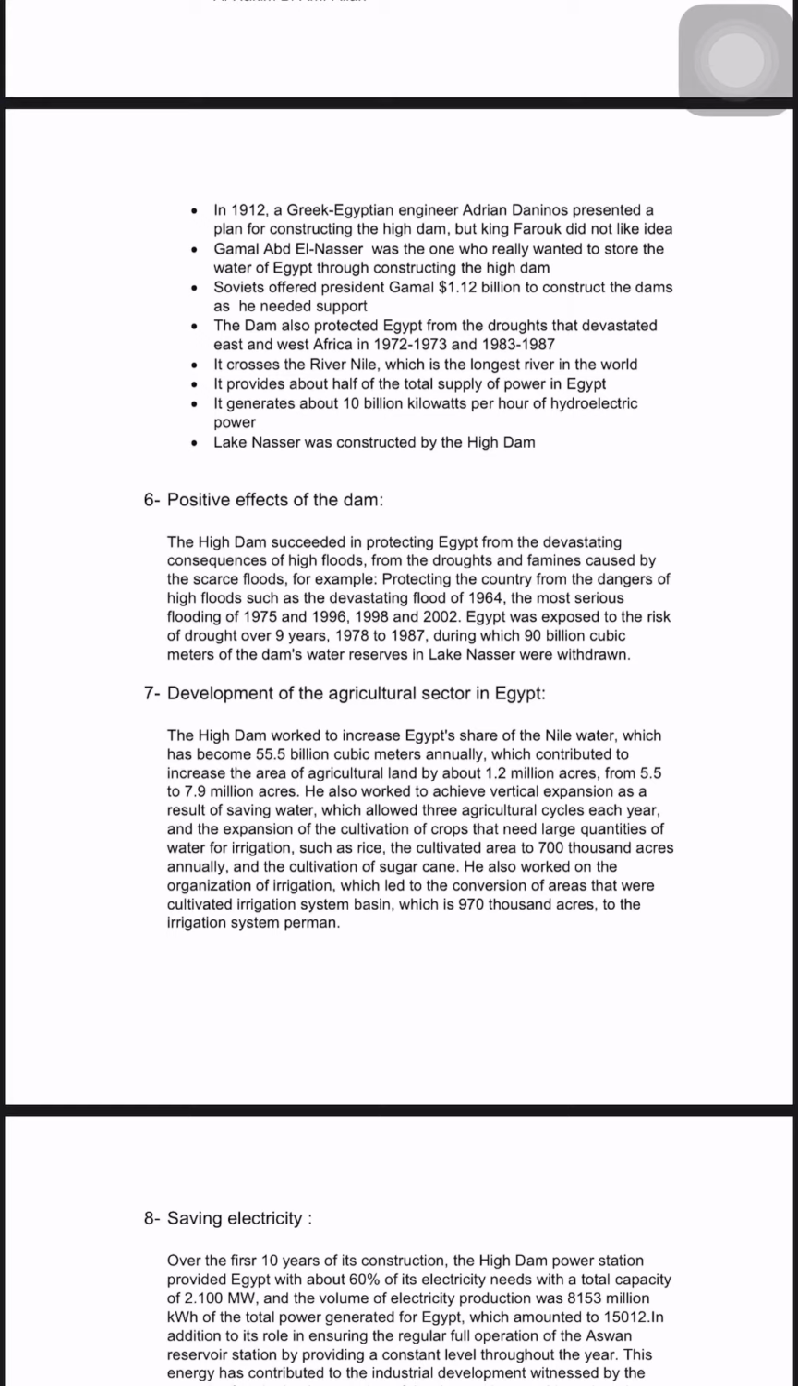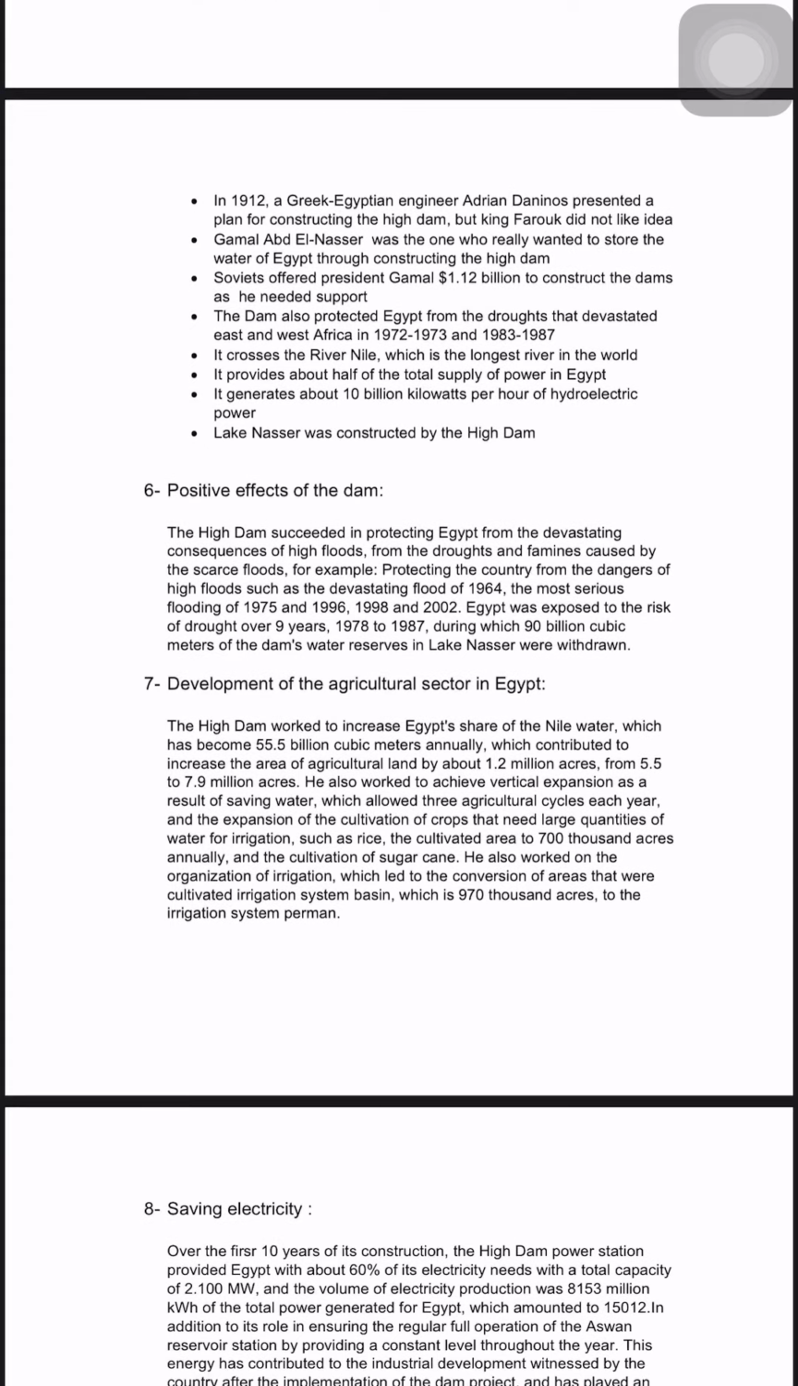2002. Egypt was exposed to the risk of drought over 10 years, from 1978 to 1987, during which 80 billion cubic meters of the water stored in the dam reservoirs in Lake Nasser were withdrawn.